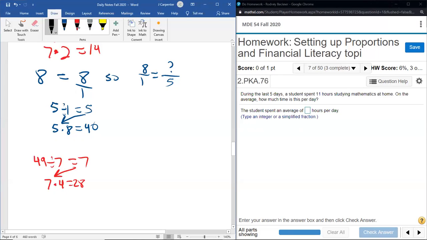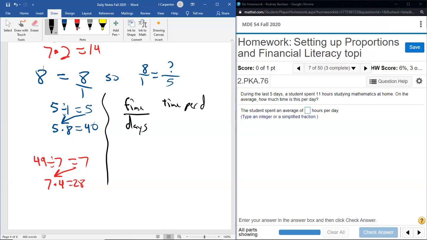So this is us using our words. We need to do time over days because that's time per day. Time top, days bottom. How do I know that? The word per. Time came before it, top. Days came after it, bottom. So all we're doing is just dividing the 11 hours. And notice I'm using my units in this. This is going to be a common theme in the Math 154 class coming up, especially once we hit chapter 3. Divided by the number of days, which is 5 days.